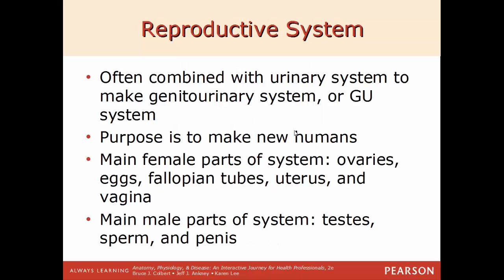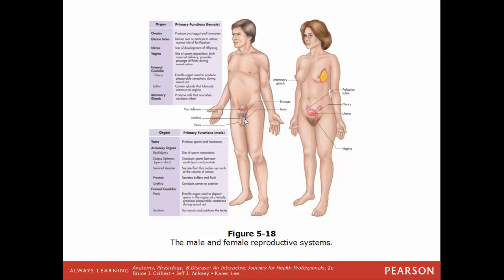Reproductive system, often combined with the urinary system to make the GU system, or genitourinary system. Of course, the system main function is to produce more people, make new humans. For the female, the main parts of the system are the ovaries, the eggs, the fallopian tubes, uterus, and the vagina. And for males, the penis, the sperm, and then the testes. We have the penis, testes, where the sperm cells are made. And for females, uterus, fallopian tubes, and then ovaries, and the end of those. And of course the vagina here.